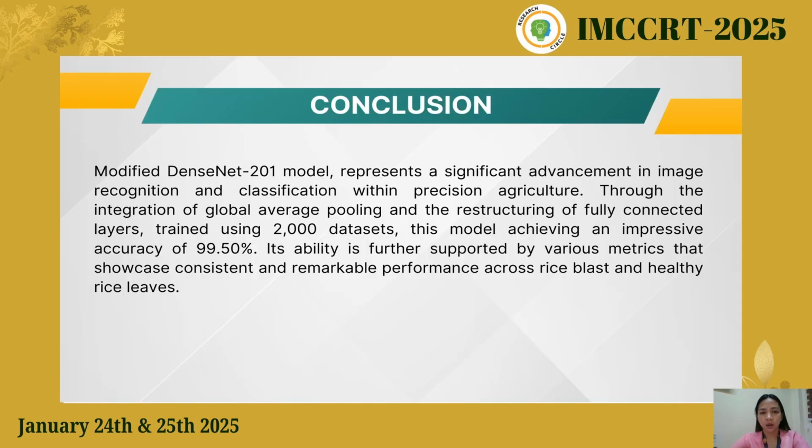So in conclusion, the modified DenseNet-201 model represents a significant advancement in image recognition and classification within precision agriculture. Through the integration of global average pooling and the restructuring of fully connected layers, trained using 2,000 images, this model achieved an impressive accuracy of 99.50%. Its ability is further supported by various metrics that showcase consistent and remarkable performance across rice blast and healthy rice leaves.